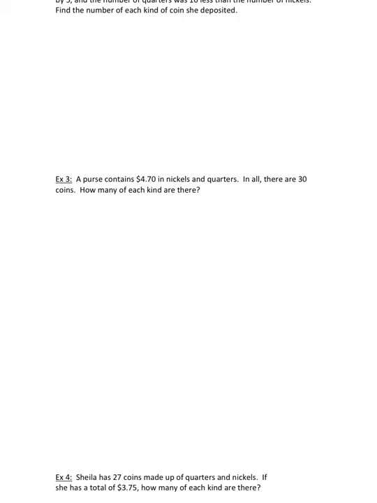Hey guys, today we're going to talk about a different type of coin problem. We're still looking at the same lesson as yesterday, coin problems, but we're looking at examples where they give you a total. In example 3, they tell you that there's a total of 30 coins, and they don't tell you how many of each. They'll say that there are nickels and quarters, but they don't tell you how many nickels or how many quarters. They just tell you that there's a total of 30 coins.